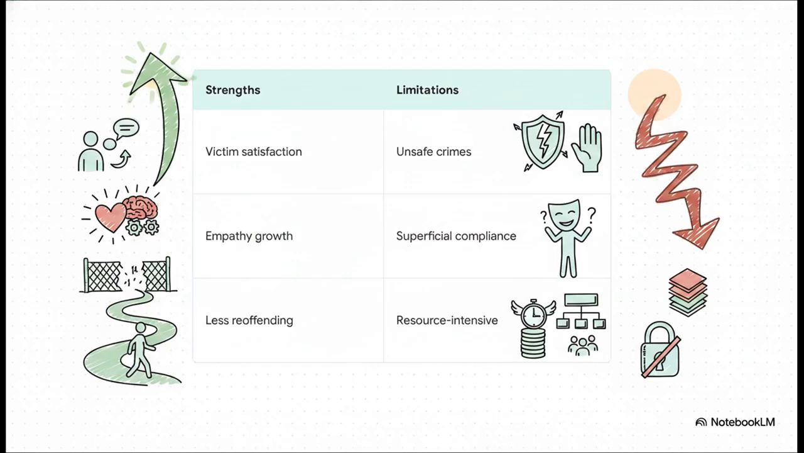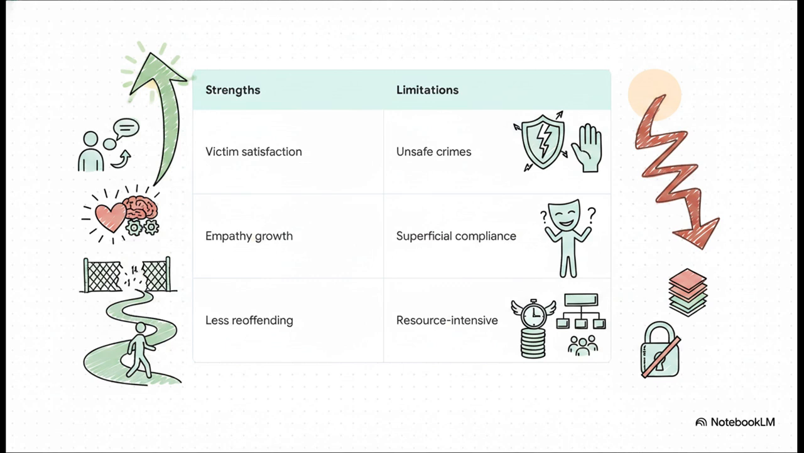However, we absolutely must balance that against its severe limitations. Restorative justice is incredibly unsafe and totally inappropriate for cases involving domestic violence, coercive control, or severe power imbalances. Doing it in those situations risks severely re-traumatizing the victim. There's also a major risk of superficial compliance. Sometimes, offenders are literally just playing along to get a reduced sentence. Finally, it is incredibly resource-intensive. You need highly trained facilitators and careful screening, which makes it really hard to implement broadly in justice systems that are already overstretched.